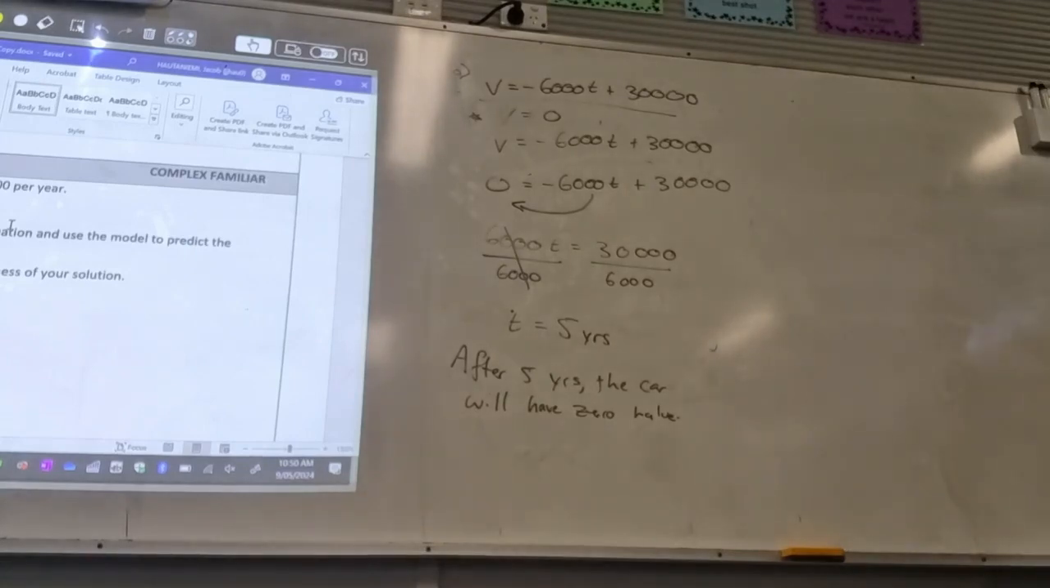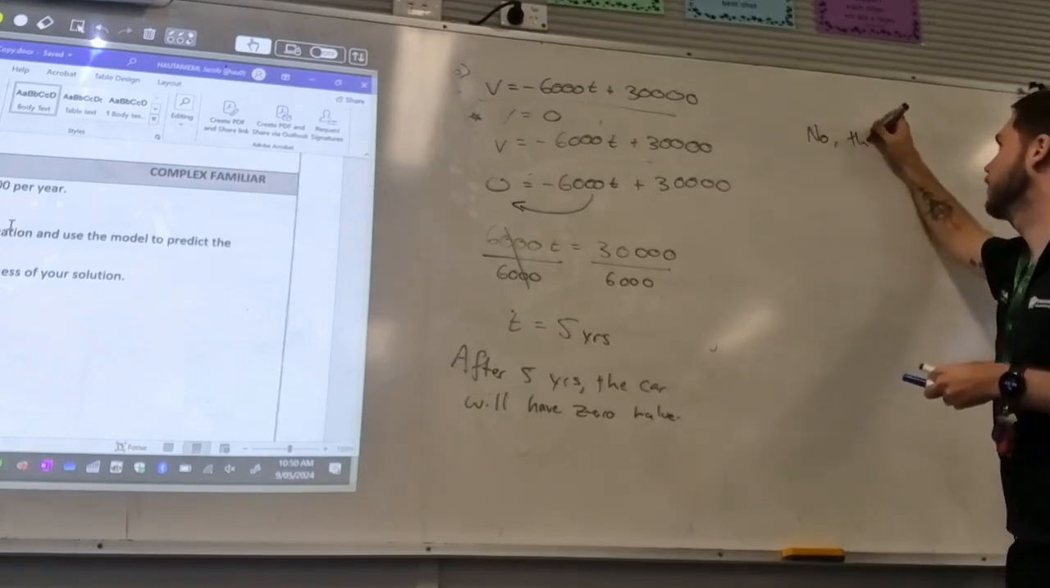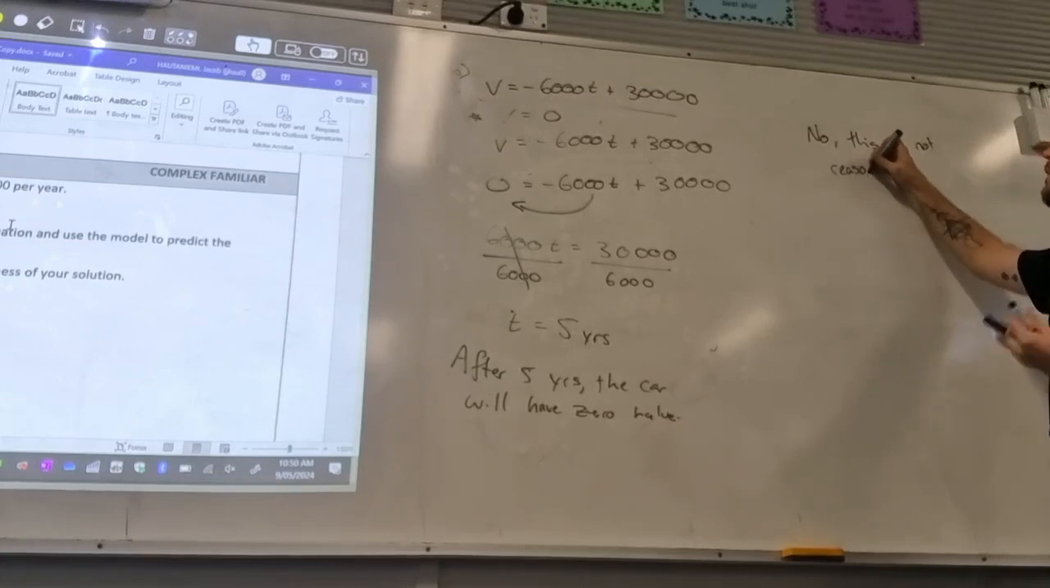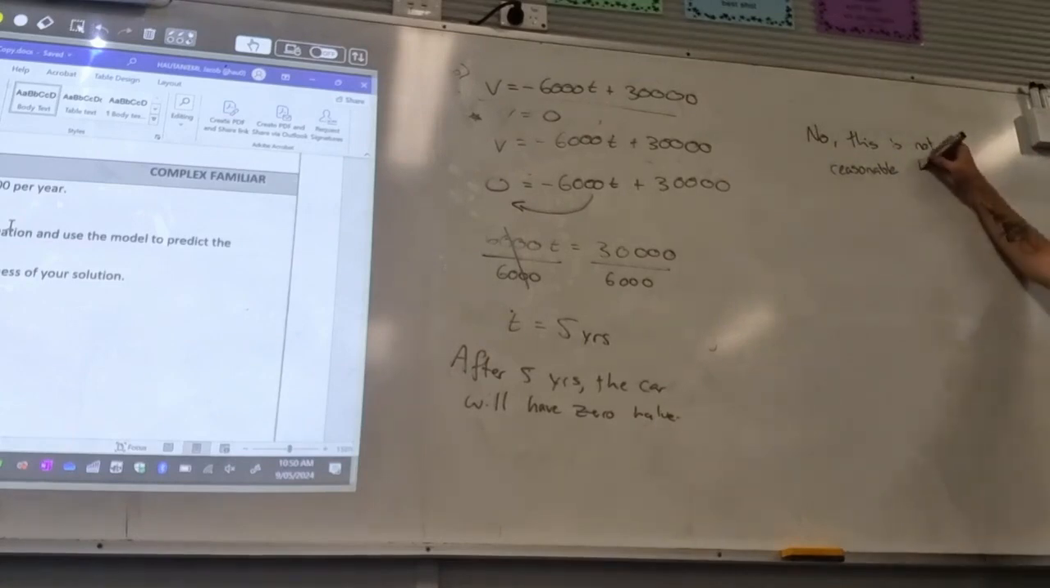Because think about it. If you bought a car, will it be worth $0 in 5 years? No, of course not. No, this is not reasonable. Oh, so you don't have to do any working out. I want you to give me at least 1 or 2 reasons why. Why is it not reasonable? Because that's not enough. What determines the value of a car?